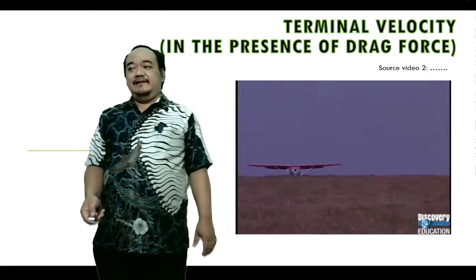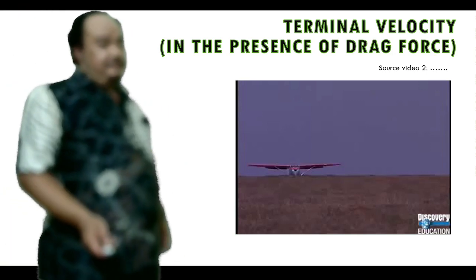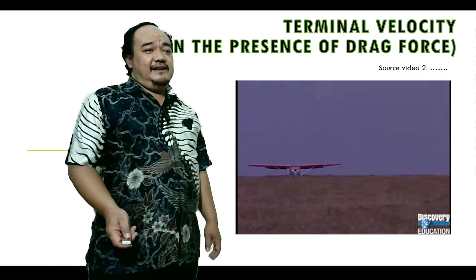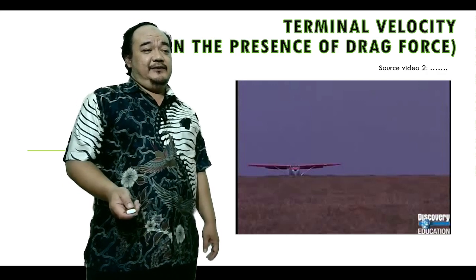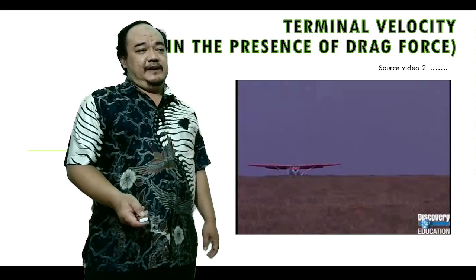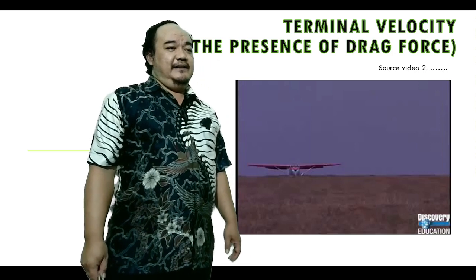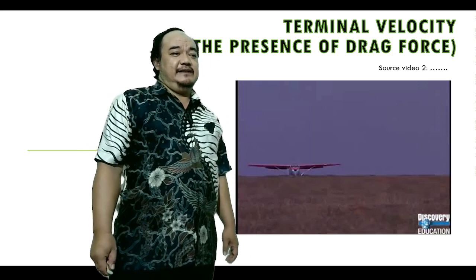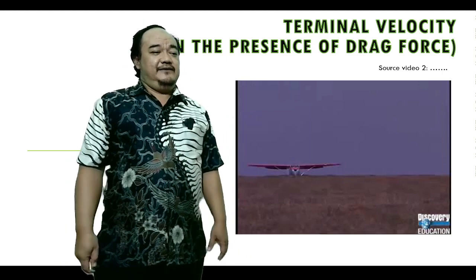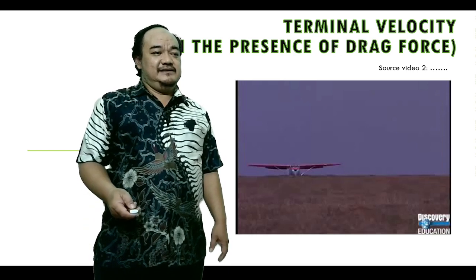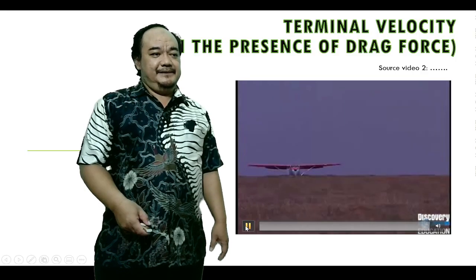This is the process when the skydiver reaches the terminal velocity. The skydiver actually reaches the final velocity twice. Firstly, when the skydiver hasn't opened the parachute, and the second, when the skydiver has already opened the parachute. Now we can watch this video.